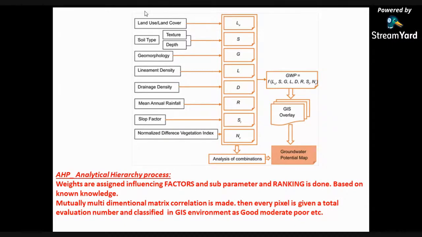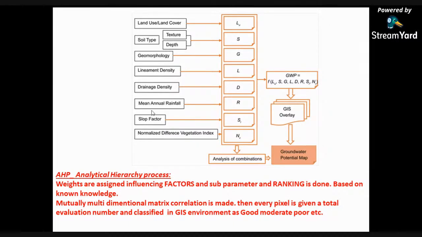The present technology is to use multi-theme data, and all of this will be overlaid and analyzed in digitized form. All these maps I showed you will be digitized, converted into vector and raster, then overlaid and analyzed by a number of methodologies, like the analytical hierarchy process, where geomorphology and lineament are controlling factors for groundwater occurrence, for the groundwater potential area selection.